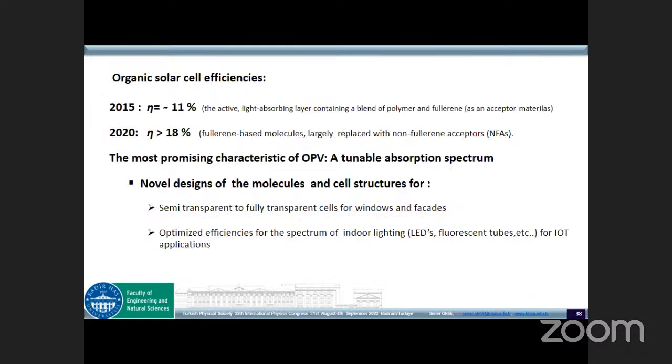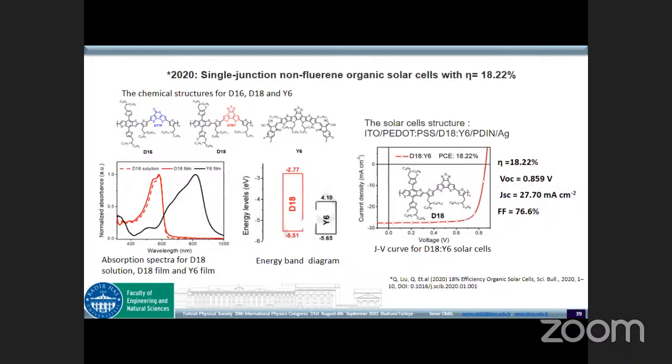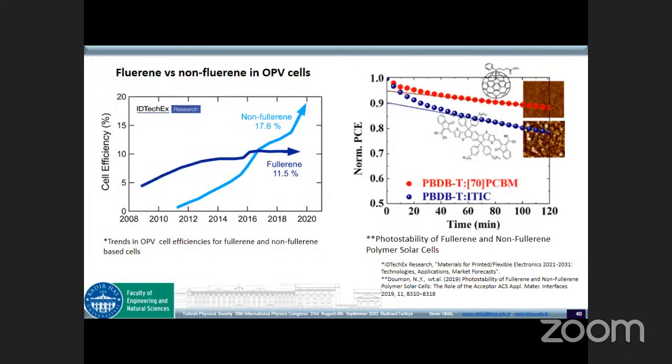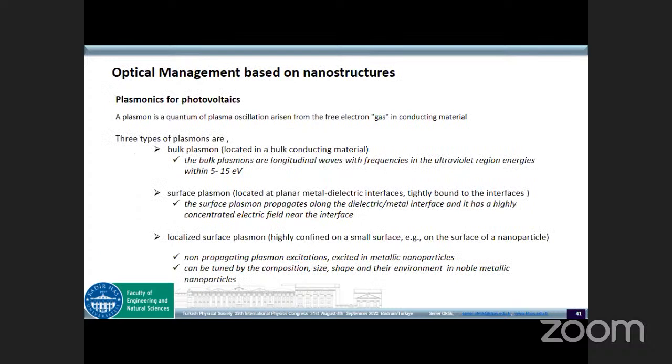In 2015, the efficiency was 11%. In 2020, more than 18% efficiency was declared. This is a quite promising area. And novel design of these molecules is quite an interesting subject, worked on by many, many groups. For instance, in 2020, the single junction non-fullerene organic solar cell reached 18.22%. I'm not going to go into detail of the molecules here, but these are the results in 2020. There was a problem with fluorines. Now the non-fluorine materials are more optimistic. Again, I try to express the pros and cons of fluorines and non-fluorines.